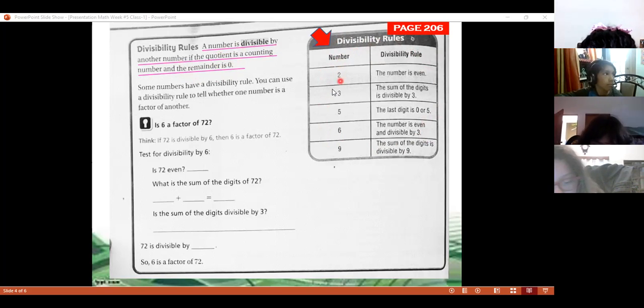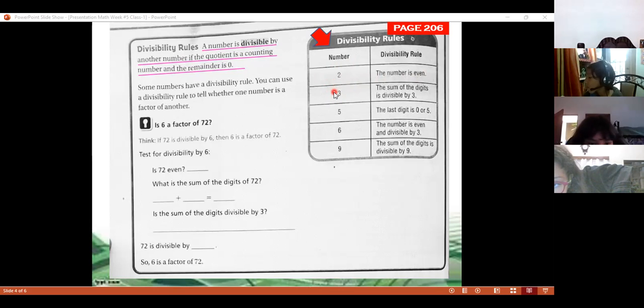It says number 2. The divisibility rule says the number is even. So we can use number 2 as a number that is going to divide another if the number is even. In other words, for example, if you have numbers like 18, you can divide 18 by 2. You can divide numbers like 20 by 2. So 20 is divisible by 2.